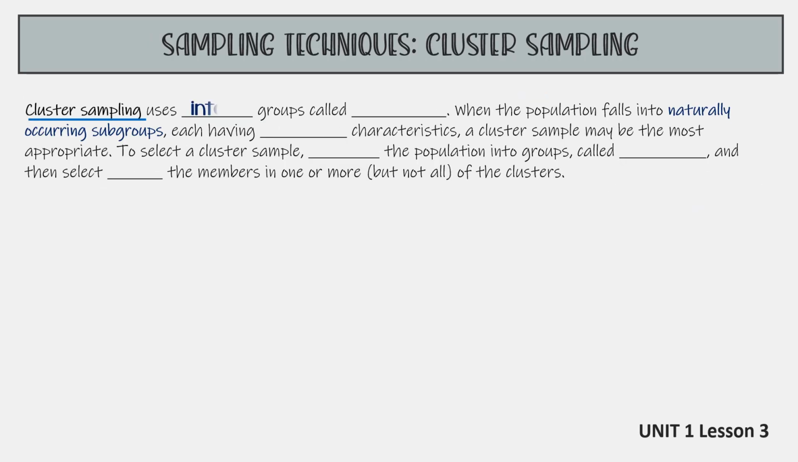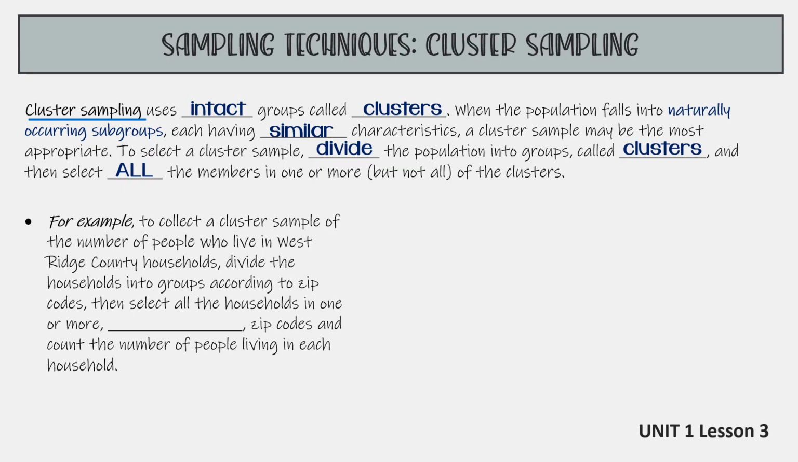Cluster sampling uses intact groups called clusters. When the population falls into naturally occurring subgroups, each having a similar characteristic, a cluster sample may be the most appropriate. To select a cluster sample, divide the population into groups called clusters, and then select all the members in one or more, but not all of the clusters.